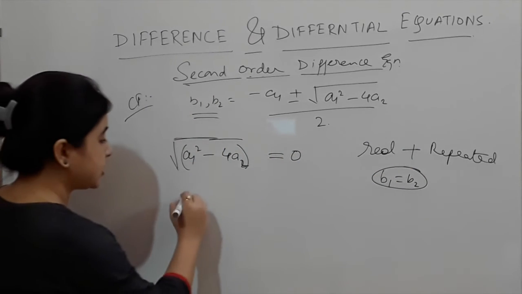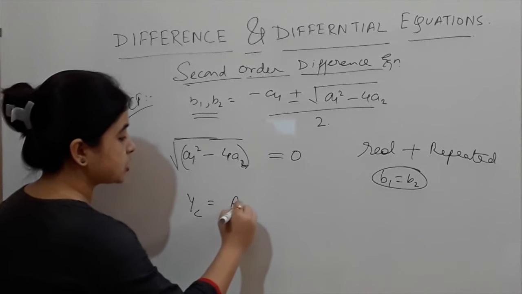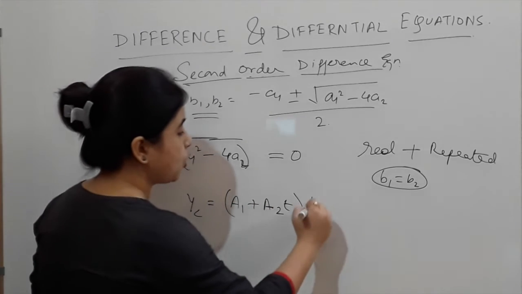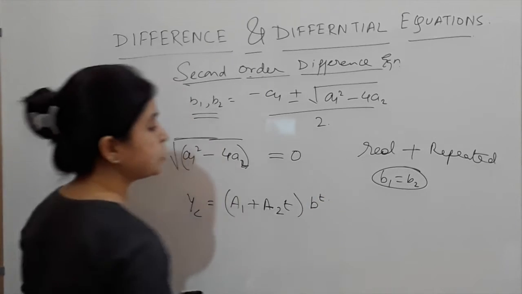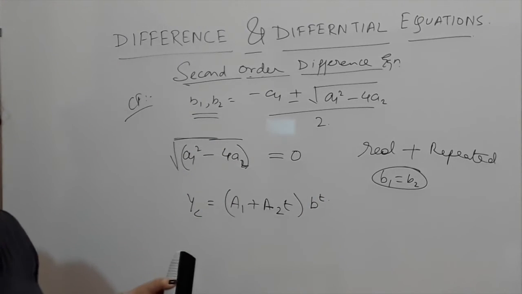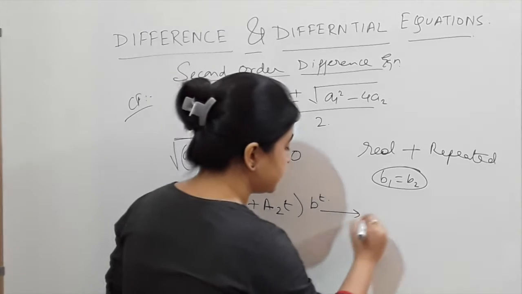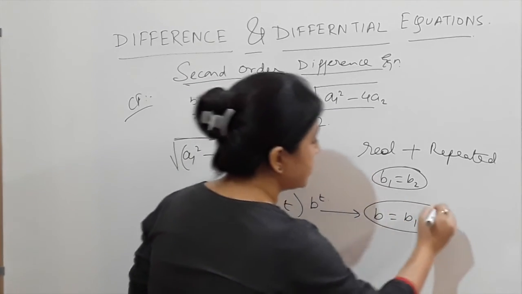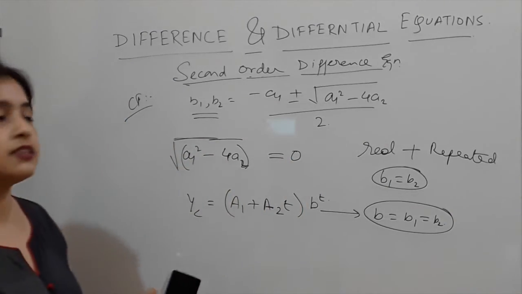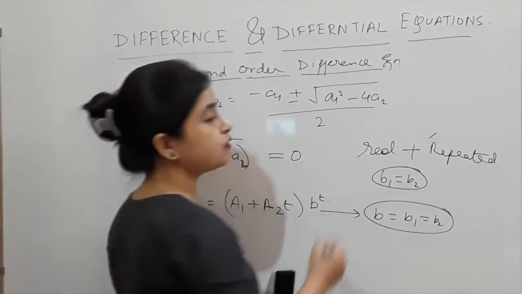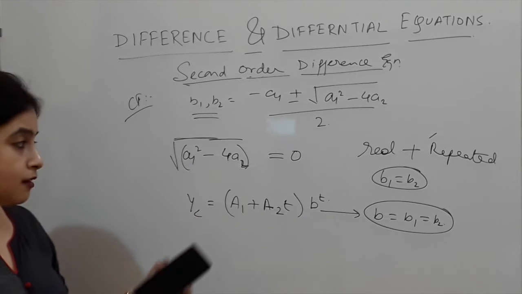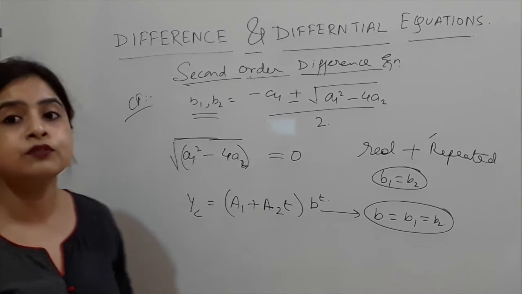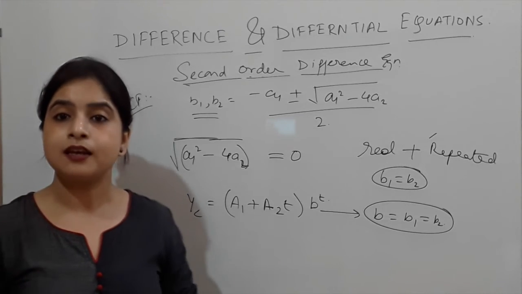So under this case the complementary function is (a1 + a2 t) into b to the power t. Here this b is equal to b1 and b2, and these are all similar since we have this repetitive value of the roots. Now finally we are good to move towards the third case.